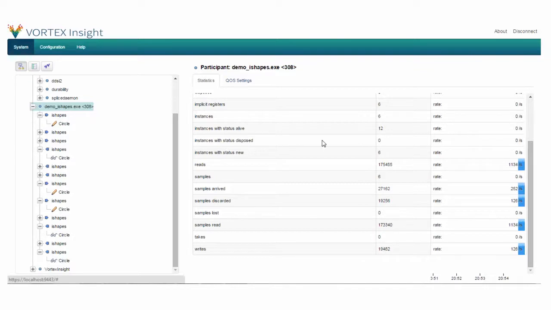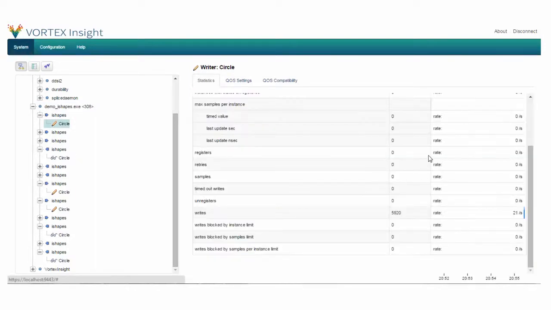These statistics are rolled up, meaning that each statistical value here for a given entity expresses the total of the corresponding statistical values of its children. For example, the number of writes for the participant actually corresponds to the sum of the total of number of writes for all its writers. This gives multiple levels of granularity for observing the data.